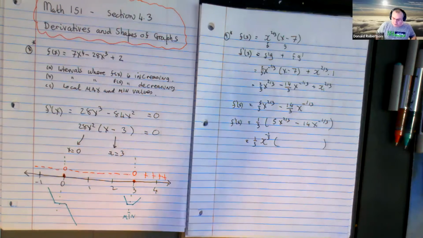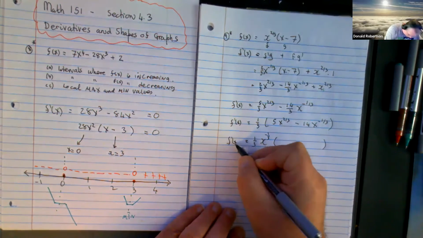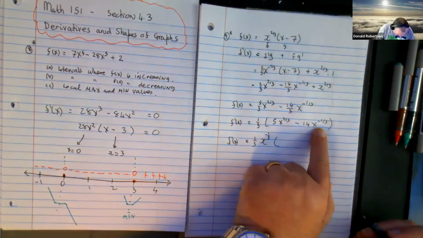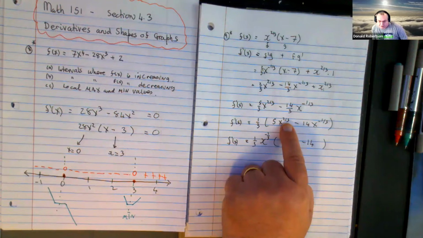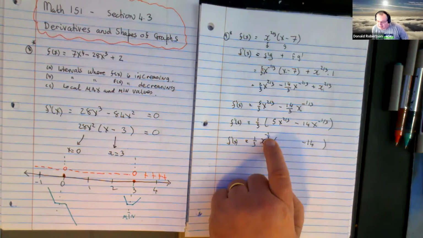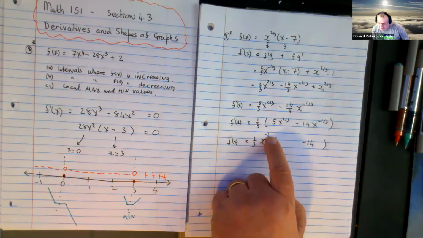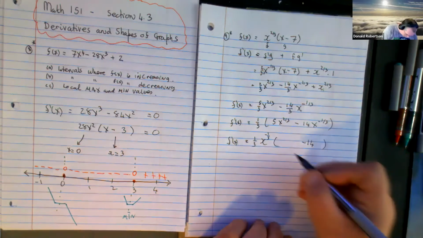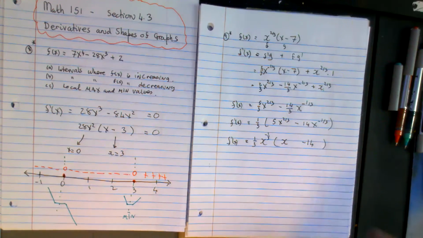This is where style points come into their own, which is kind of why I've been pushing it for so long. You pull out that guy, you get negative 14. Then you have to do 2/3 take away negative 1/3, right? 2/3 subtract negative 1/3. What do you get when you do that? 1. 1, which I'm writing as x.